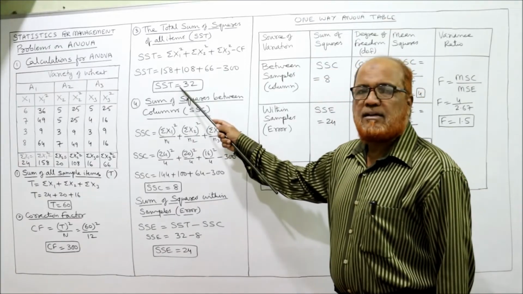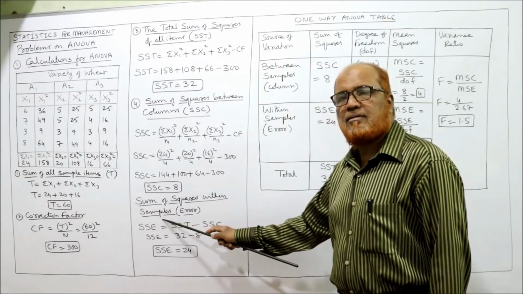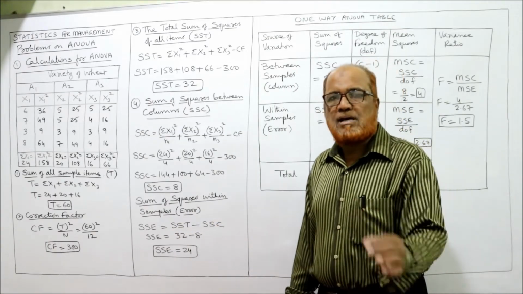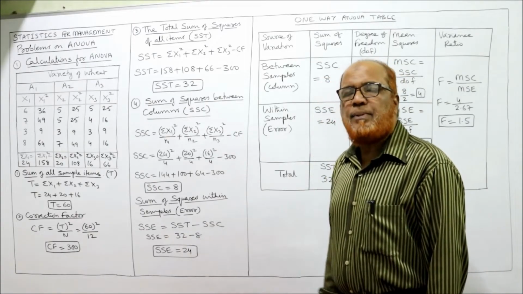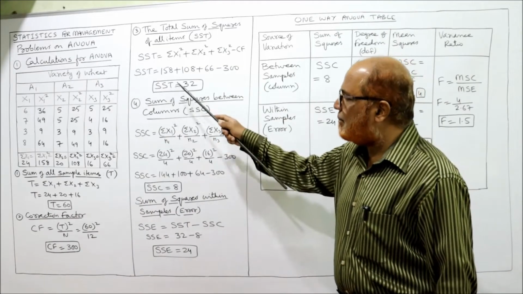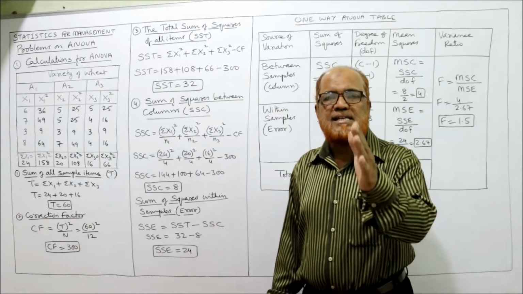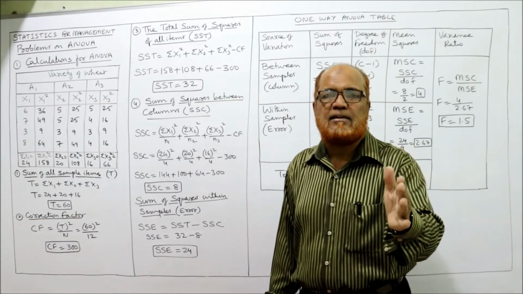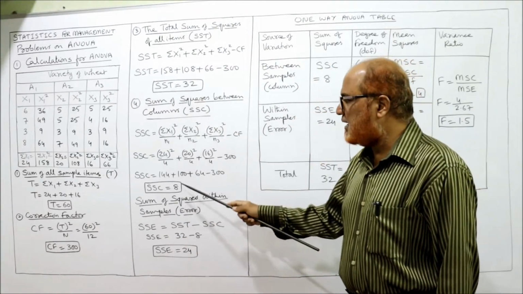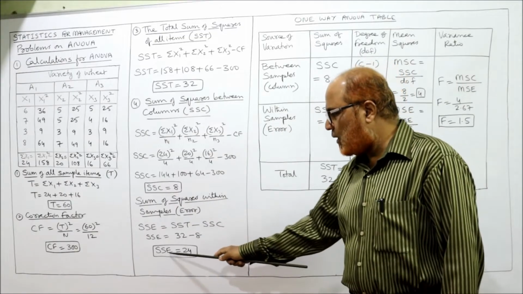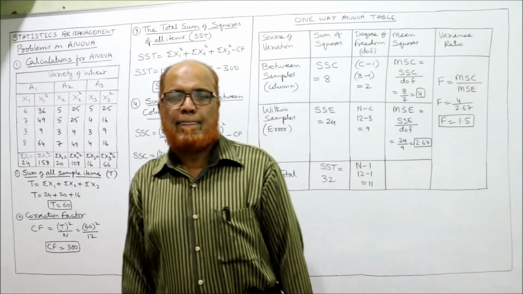So we got SST, we got SSC. Now the sum of squares within samples, that is called error, SSE. Simply SSE is equal to SST minus SSC. From the total deduct columns. SST is 32, 32 minus 8, you will get 24. So SSE is 24. These are the calculations we require for the ANOVA table.